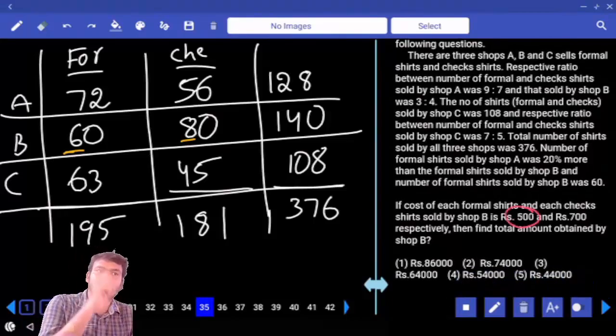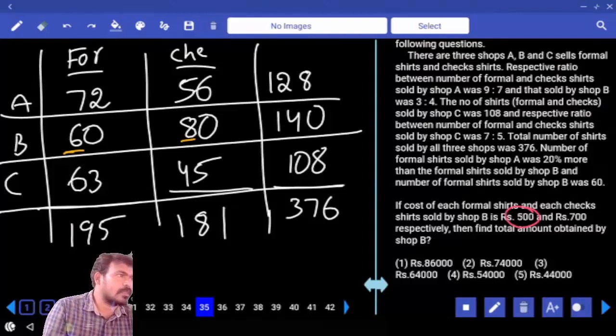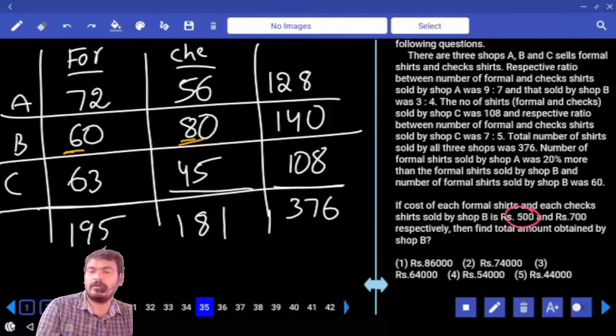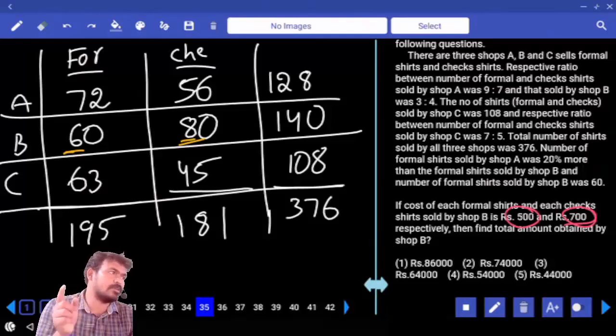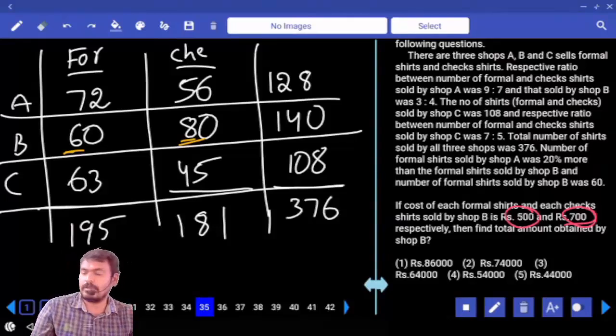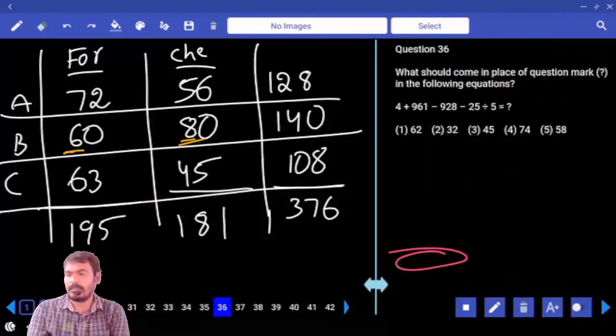3000. Already 10 are left, or not? Total it is 30,000, or not? Next, second one, checks 8, or not? 8 into 700, 56, or not? Nothing but 5,600. Already 10 means 56,000 plus 30,000. Total it is 86,000.